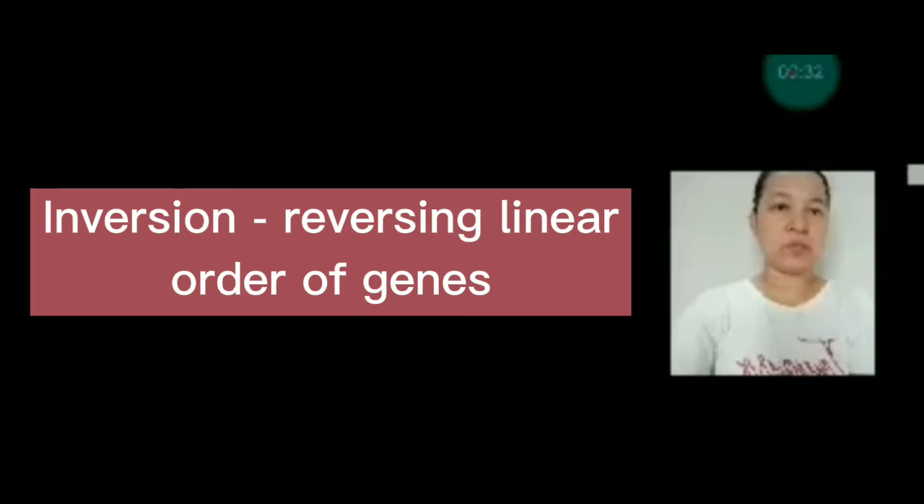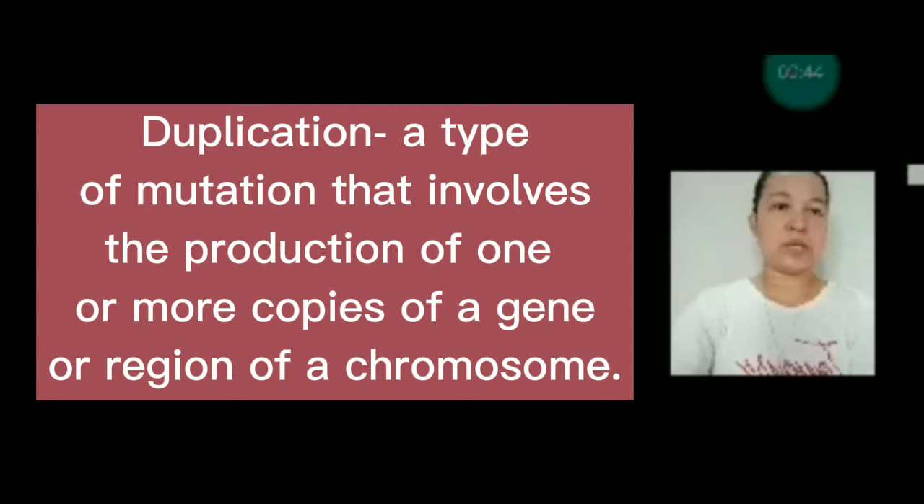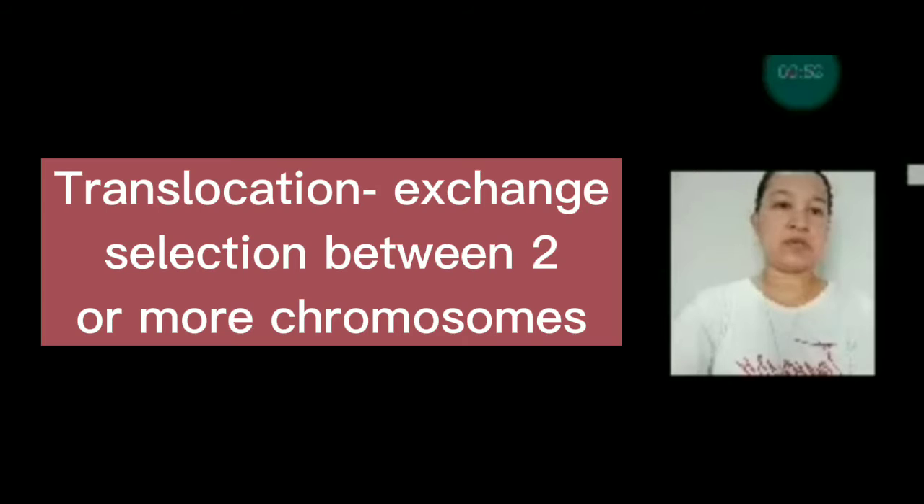The inversion is the reversing of the linear order of genes. The deletion is the type of mutation involving the loss of genetic material. The third is duplication, a type of mutation that involves the production of one or more copies of a gene or region of a chromosome. And the fourth is translocation, an exchange of segments between two or more chromosomes.